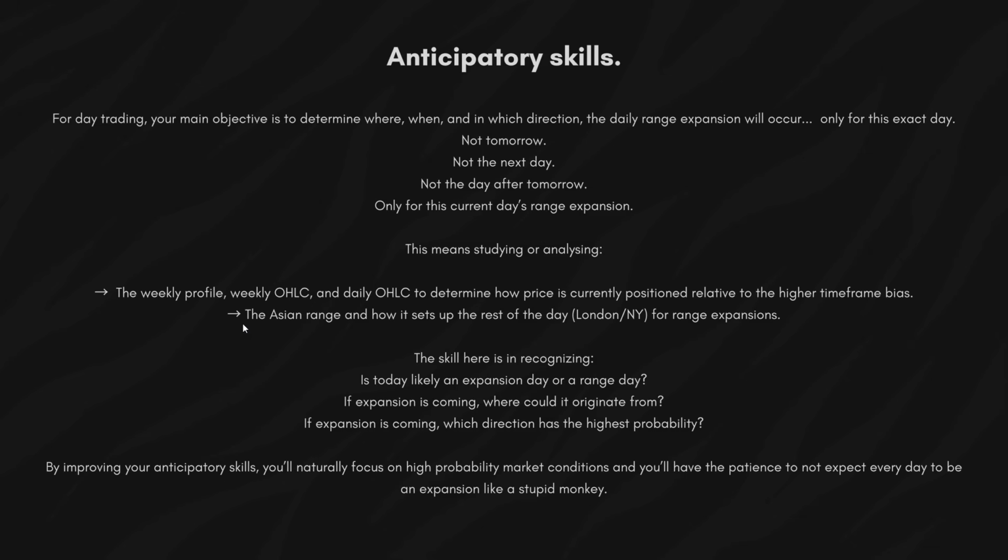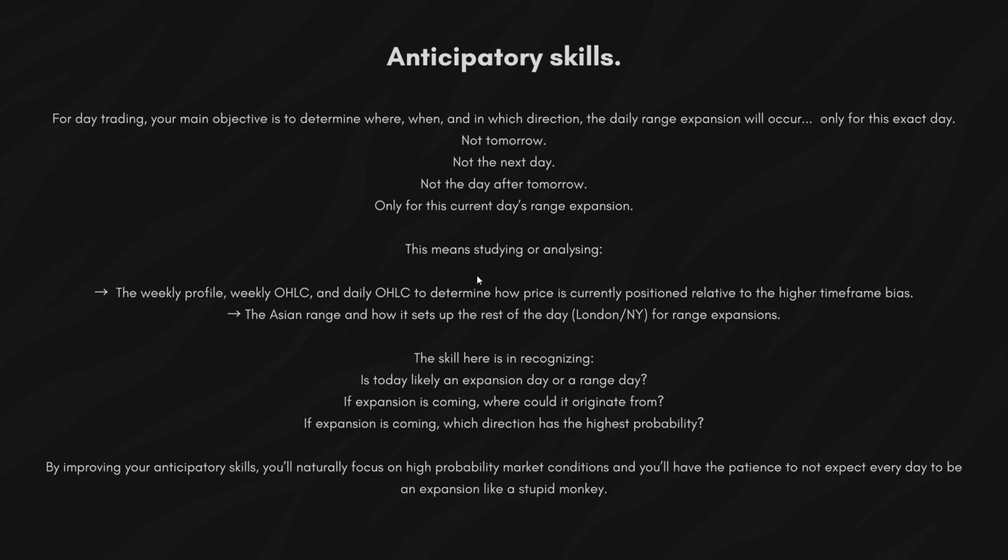For example, if the Asian range is a consolidation, then London usually tends to be an expansion. But if the Asian range has already had an expansion, then London tends to usually be low probability. In that case, I trade the New York Open and the range expansion, the true expansion, which usually occurs at the New York Open session.